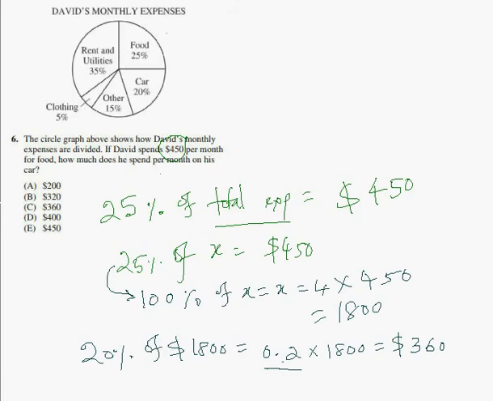Look at the choices. The choice C has $360. So that's it. The answer choice is C.